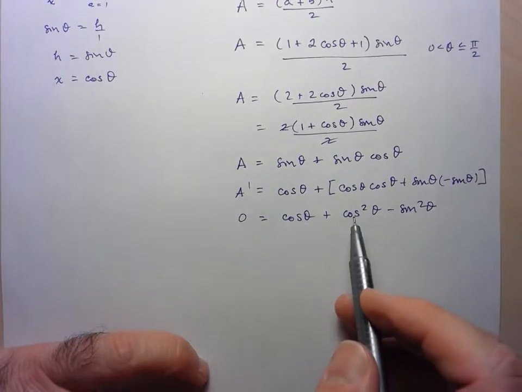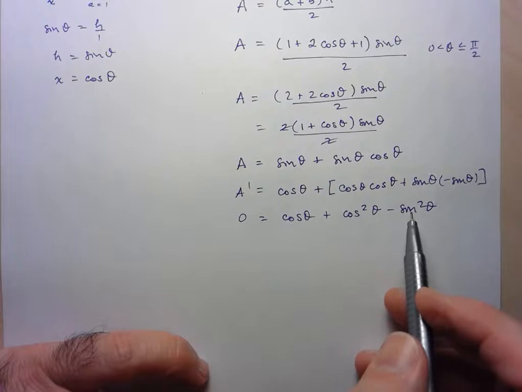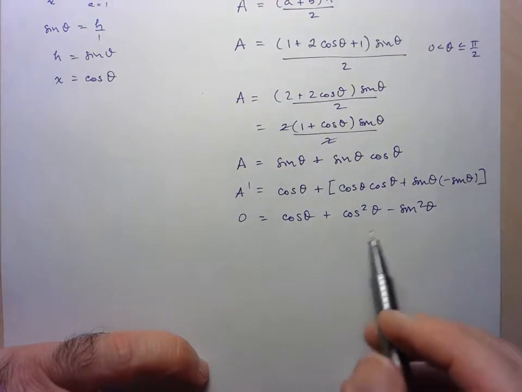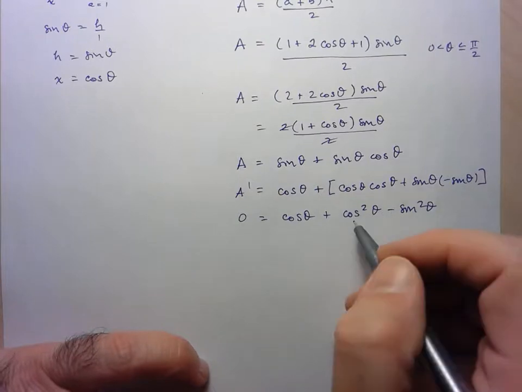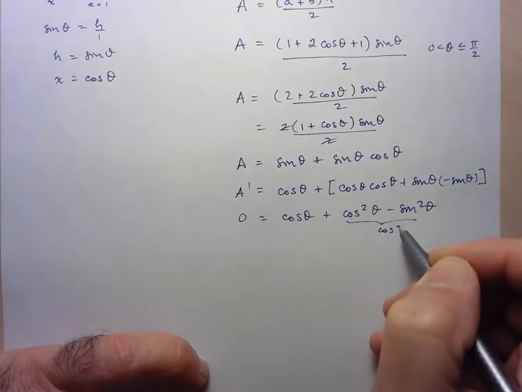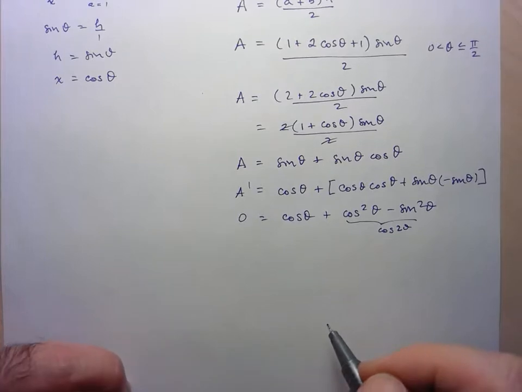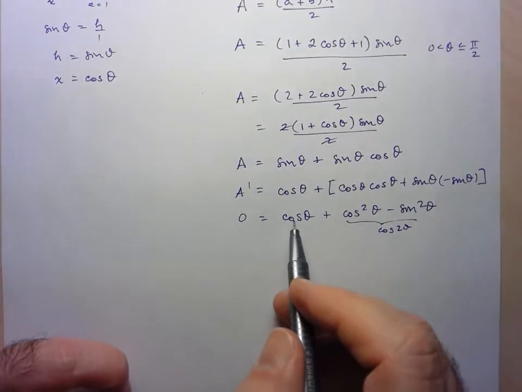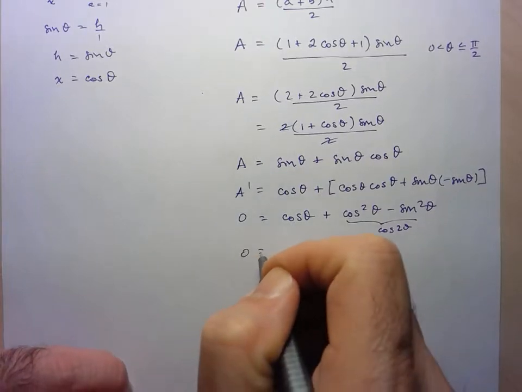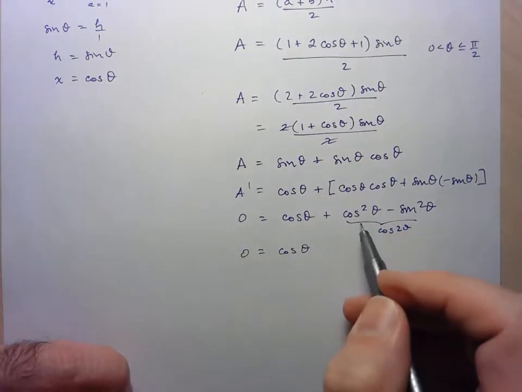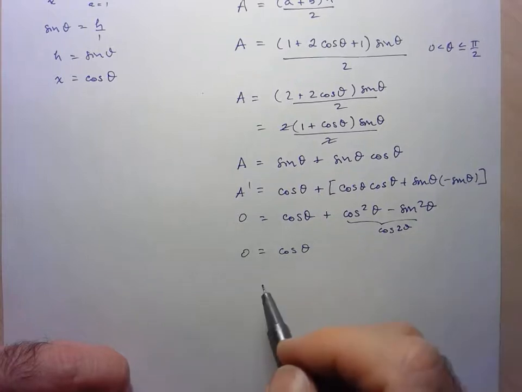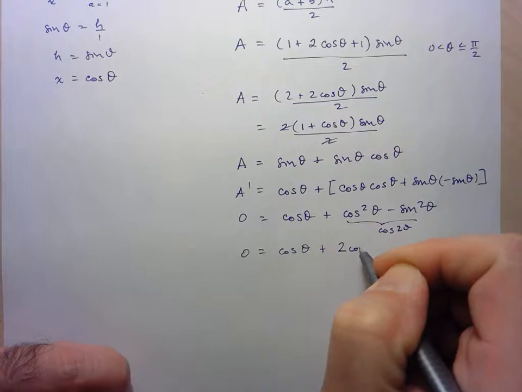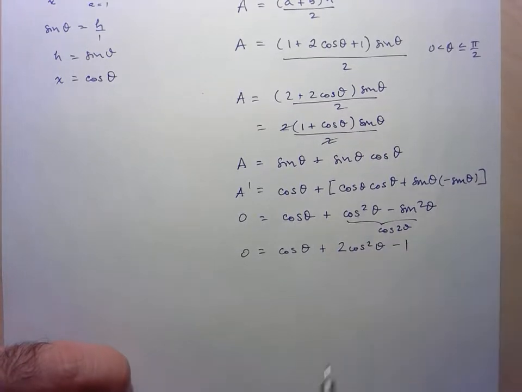And I know, or I hopefully recognize, that cos squared theta minus sine squared theta should look familiar. That's the same thing as cos 2 theta, and I know that cos 2 theta has two other versions of it. Now since I have a cos theta here, I'm going to rewrite this as the version that only has cosines in it. So cos 2 theta can also be written as 2 cos squared theta minus 1.